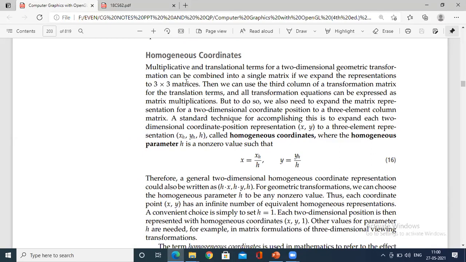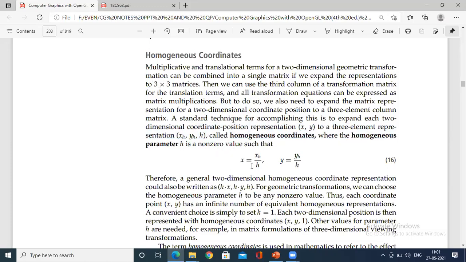Coming to the concept of homogeneous coordinate system. We have one extra column, so the representation of two-dimensional geometrical transformation can be combined into a single matrix if we expand it into 3 cross 3. That is, we are representing two-dimensional rotation, scaling, or translation in a 3 cross 3 matrix. How do you represent it? By using an extra parameter called homogeneous coordinates. Instead of x, y, the third will be the h parameter. It is not three-dimensional rotation, it is a two-dimensional rotation only, but we are taking an extra parameter called homogeneous coordinates.